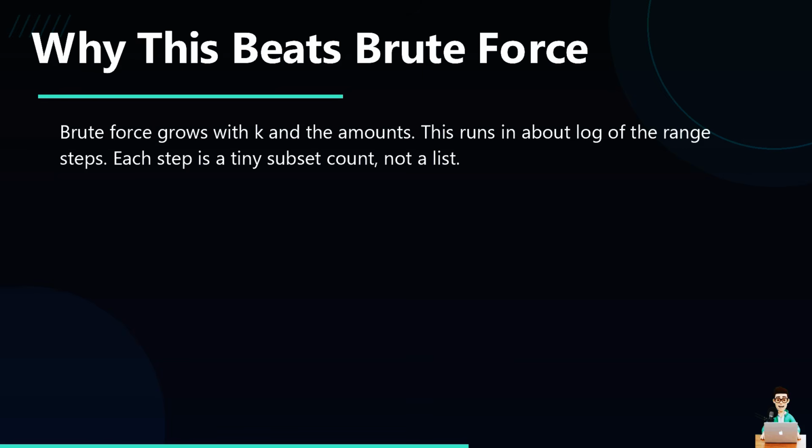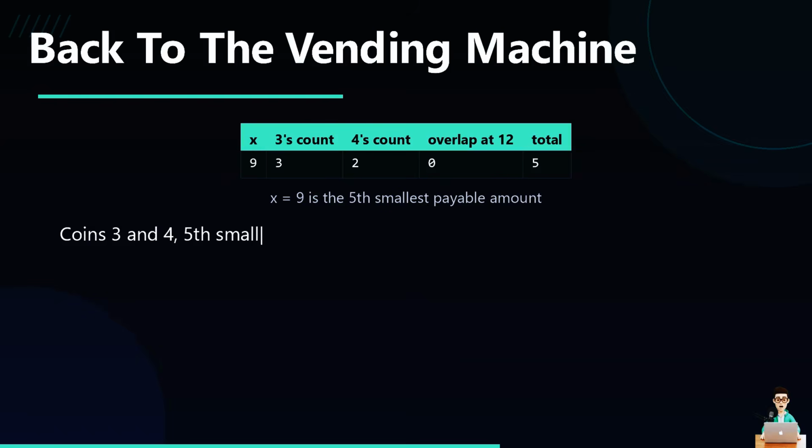Coins 3 and 4, looking for the fifth smallest amount. Binary search narrows in on X. Count multiples of 3 plus 4 minus overlap at 12. The answer lands on 9. No brute force list required.